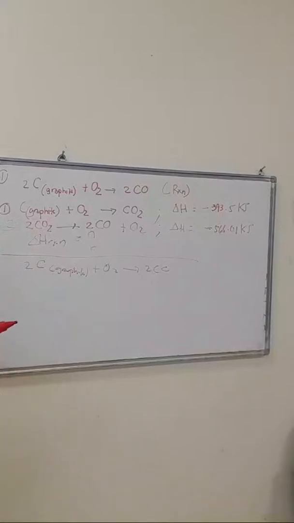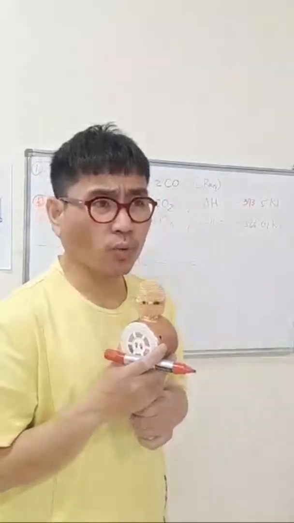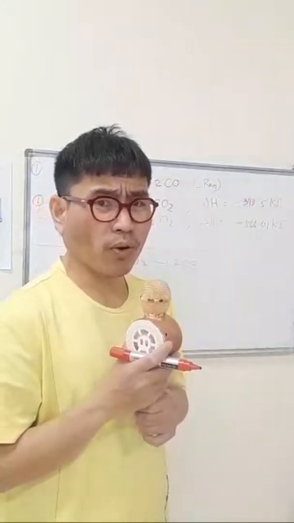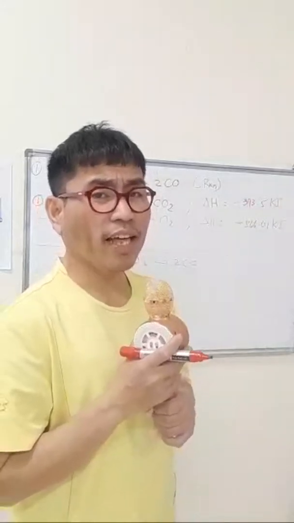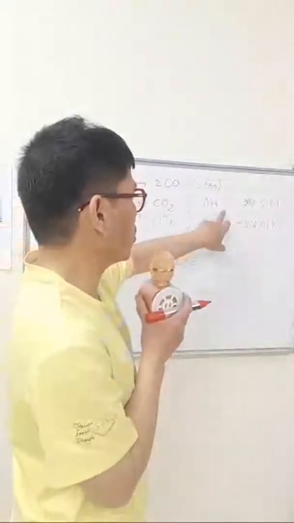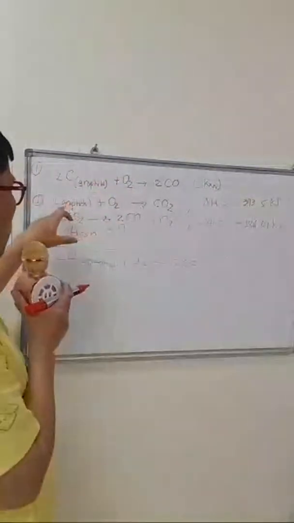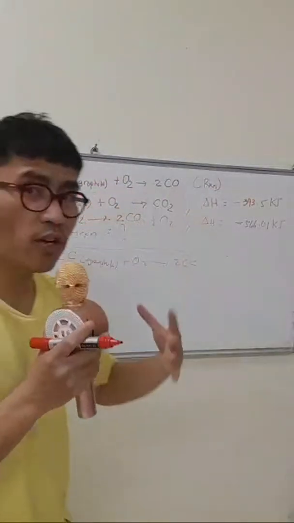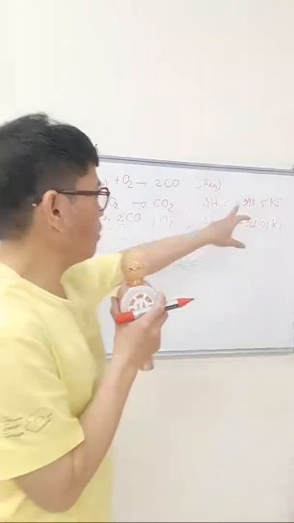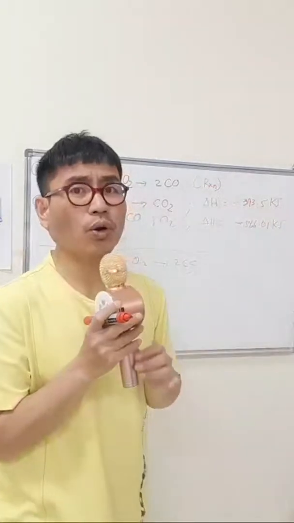So what are the manipulations in Hess's Law? First, these are techniques. Technique number 1: if you reverse equation 1 or equation 2, whether exothermic or endothermic, then you need to change the sign of your delta H. For example, if this becomes CO2 equals carbon graphite plus oxygen gas, you reverse the equation, then this will become positive 393.5. That is the first rule.